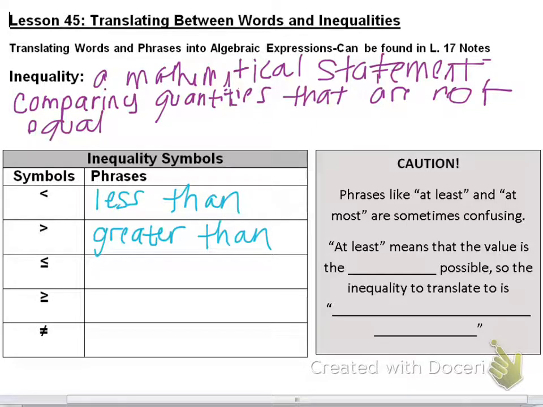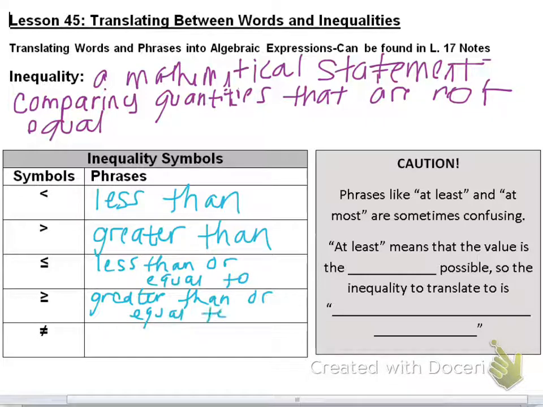Okay, and if you add a line under it, it becomes less than or equal to, and greater than or equal to. And on the bottom, that symbol just means does not equal.